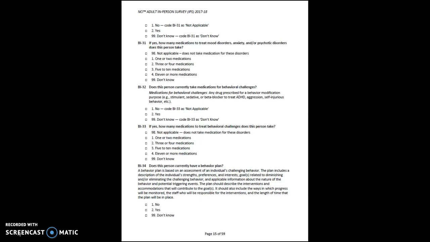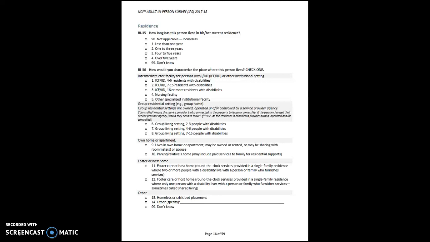Question 32 is somewhat similar, but we're looking at whether the person takes medication for behavioral challenges. Again, if the person is taking medications for behavioral challenges, we want to know how many they're taking. We also want to know whether the person has a behavior plan.